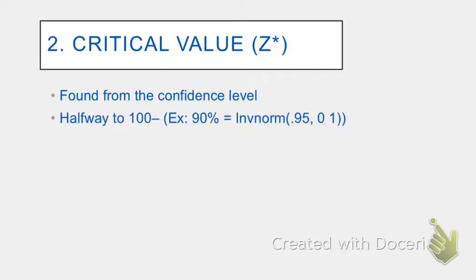All right, can you show me the table? I knew you'd say that. So what you will do is, whatever your confidence level is, you're going to type in inverse norm, and then your area is going to be the number that is halfway to 100 from that number. So for example, if I have a 90% confidence level, halfway to 100 is 0.95.